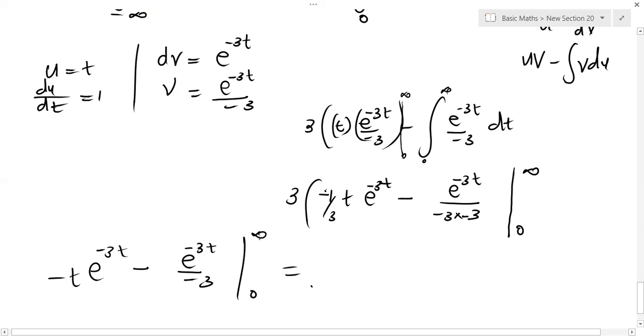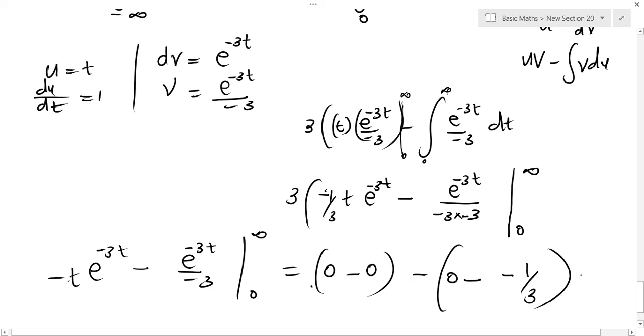Replacing the limits, first let's replace with infinity. That gives us a 0, minus, and if we replace infinity in the other term, because of the negative exponent, that also gives us a 0. Minus, now let's replace 0. If we put 0 here, because of this t, we'll get a 0. And if we replace 0 in the other term, we'll have a 1. So the whole of this gave us 0, minus, and then there's a minus 1 over 3. So this basically gives us 1 over 3, and that is our mean.